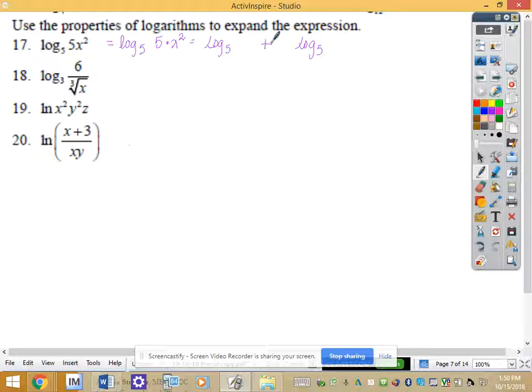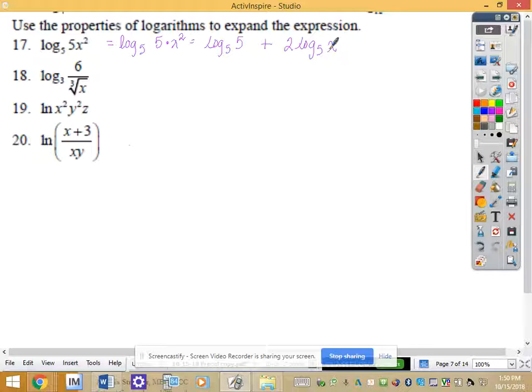So my first term is log base 5, and then my second term is x squared. Now, you have to remember that your exponent travels to the front. So the 2 goes out front, the x stays behind the log base 5.